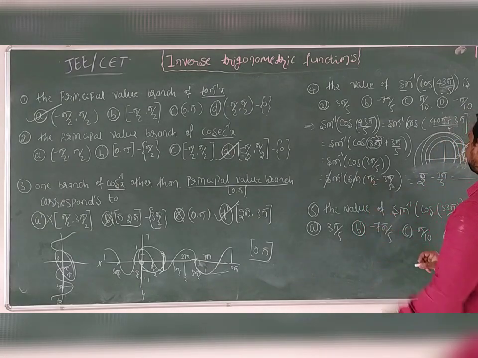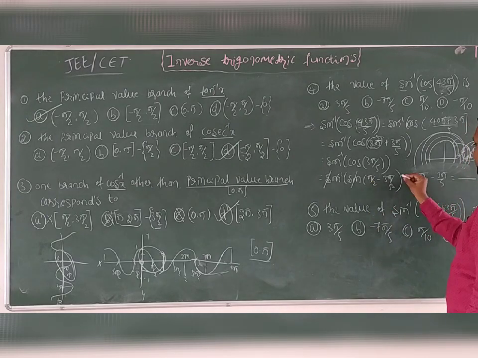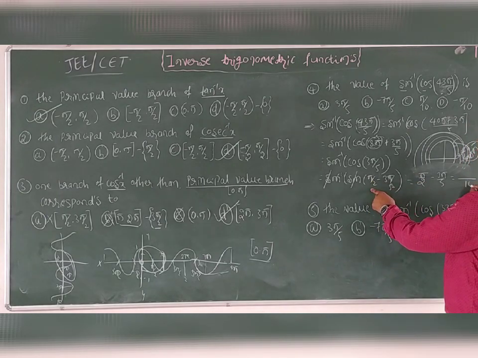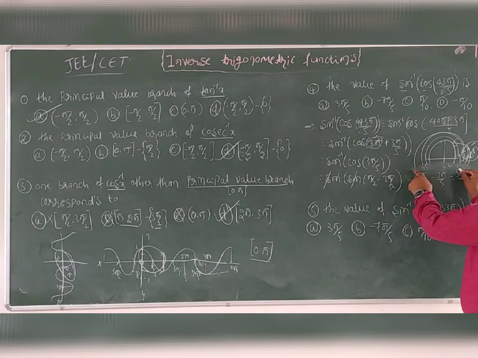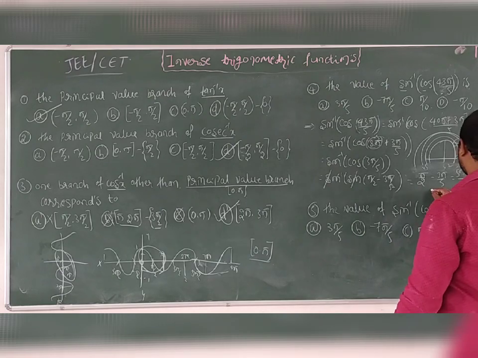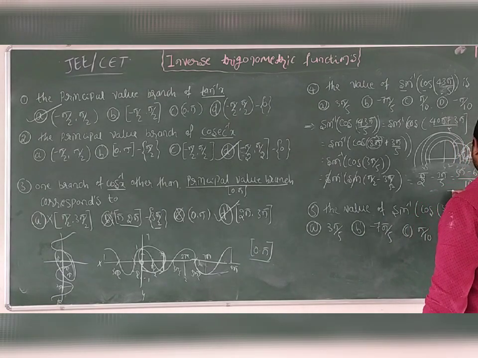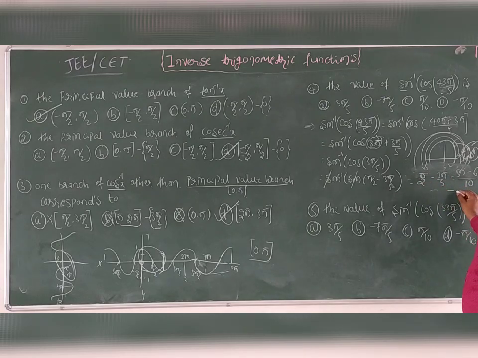Take the LCM. The LCM is 10, so multiply by 5 and by 2. That gives 5π minus 6π, and 5π minus 6π is minus π. So minus π divided by 10 is the answer.